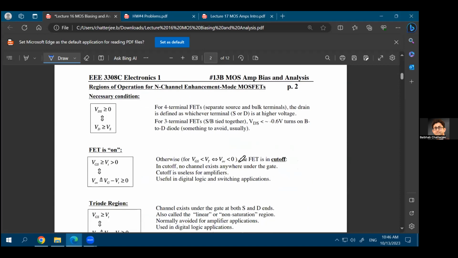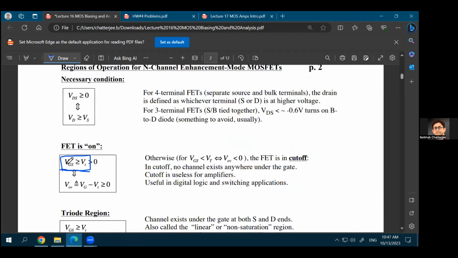All right. Now, the regions of operations, again, something that we have already discussed, but this is just a summary. When is the MOSFET device on? The MOSFET device is on when your gate to source voltage VGS is more than a certain threshold voltage. So if your VGS is greater than or equal to VT, or sometimes you'll see this represented as VTH, that's the threshold, then the MOSFET device is on for an N-channel MOSFET.